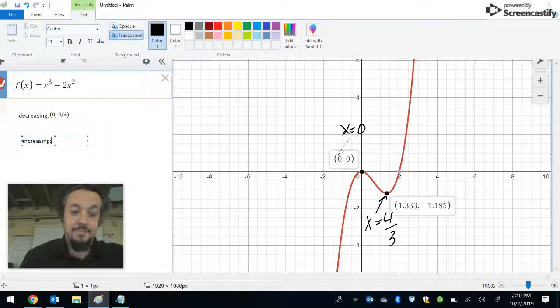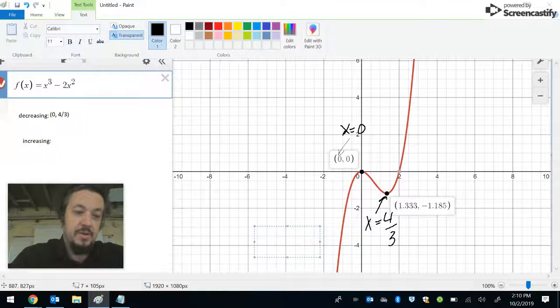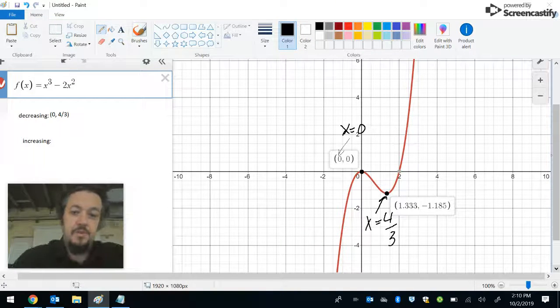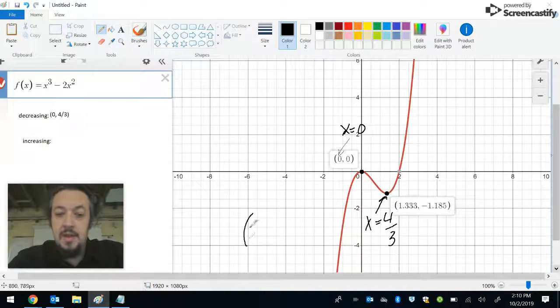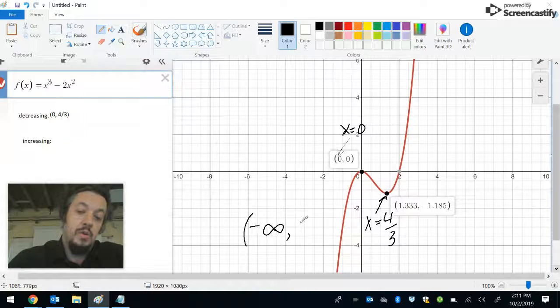And one of them, it's increasing starting at negative infinity, right? Let's start at negative infinity. And then where does it stop increasing? Well, of course, it's increasing from negative infinity all the way until we get to that relative maximum at 0, 0. So we'll say that it stops increasing when x is equal to 0.